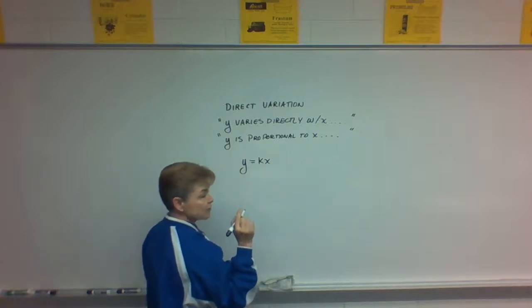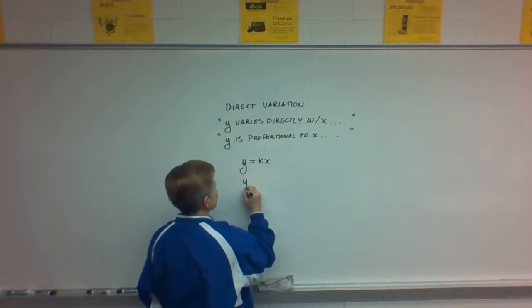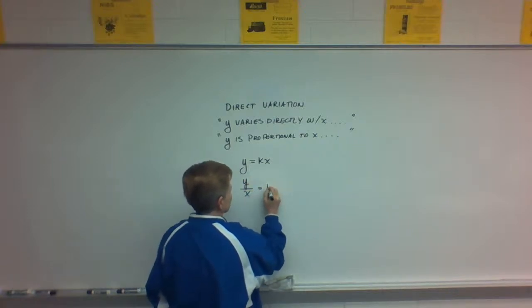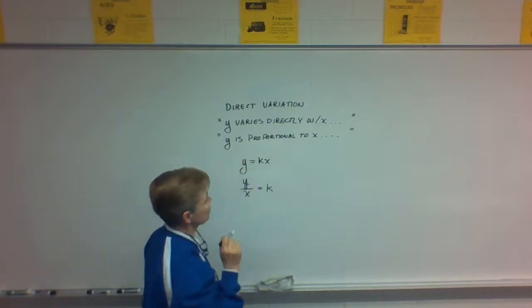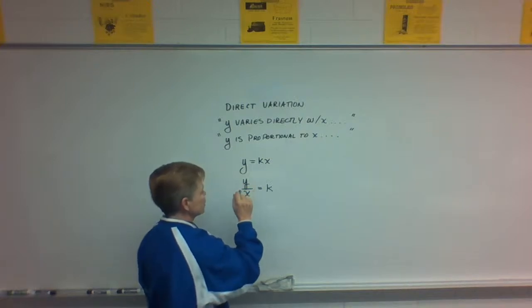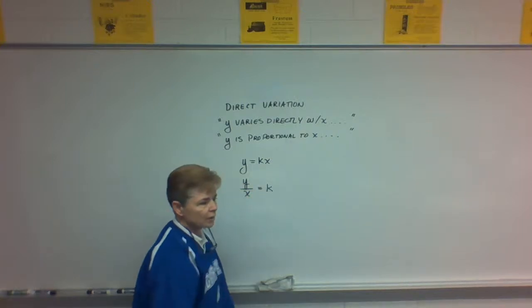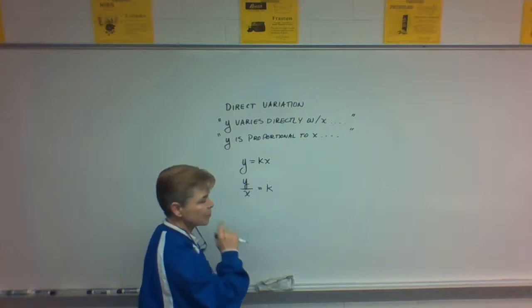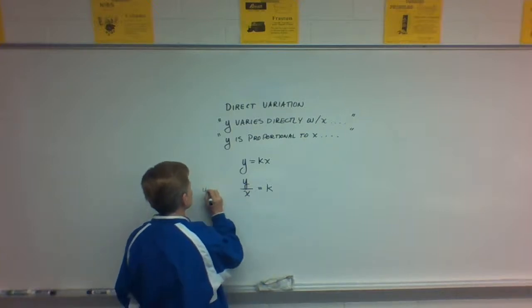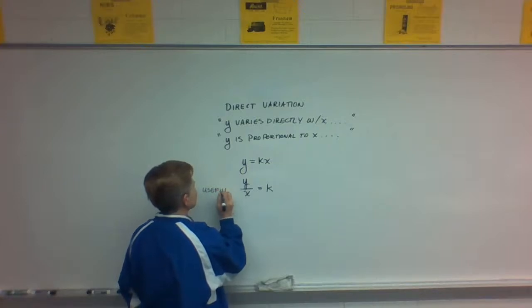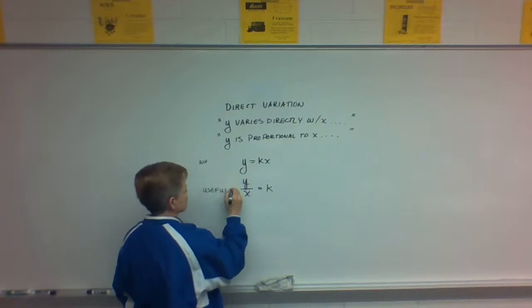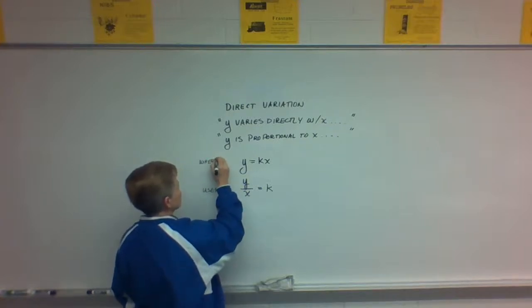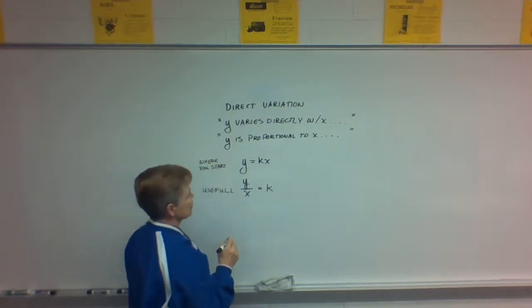Here's a different version of it that's very, very useful. If I just divide both sides by X, I get Y divided by X is the same number every time. Any Y and X that go together on something varying directly, if you take the Y value and divide by the X value that goes with it, you'll always get the same number every time. This is very useful. This is where you begin when you see the phrase: if it says direct, write Y equals KX.